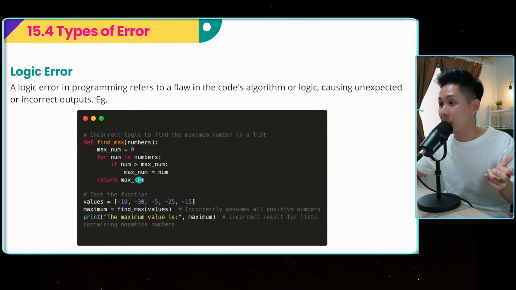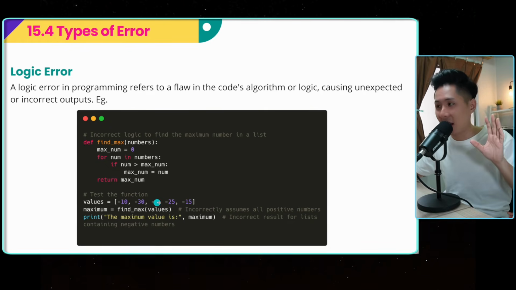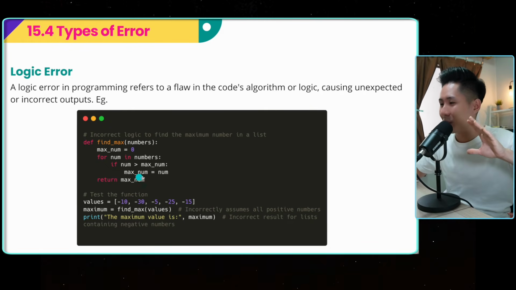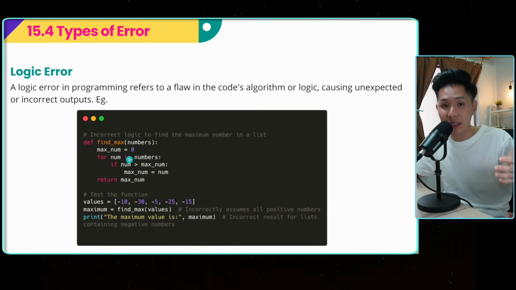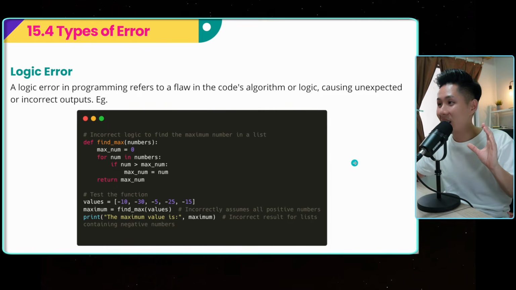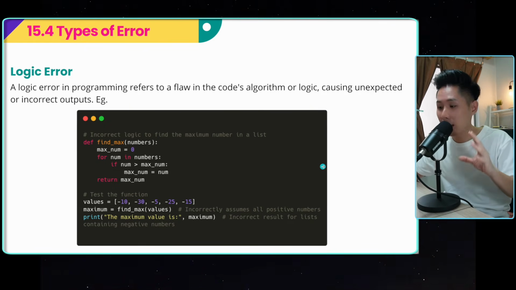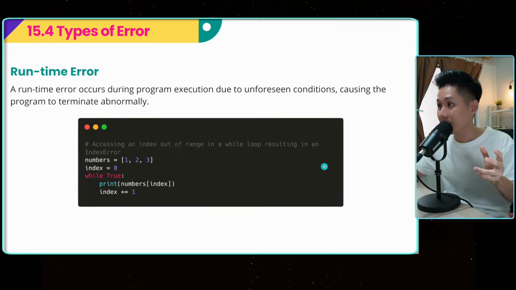Because if you run this code, it will still print 0. Of course, if you know Python, you will know that the reason is because max number here is being set to 0. So this is why when you put a negative number to it, the algorithm will not detect that, oh, this is an error. All right. So this is called a logic error, meaning the logic is wrong. Therefore, the program cannot do what it's intended to do.